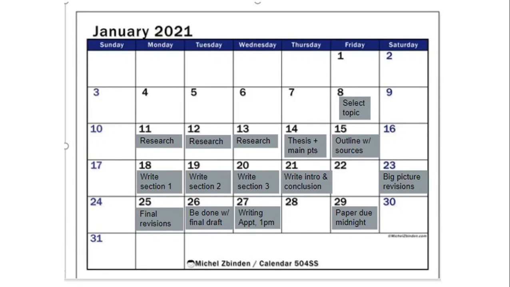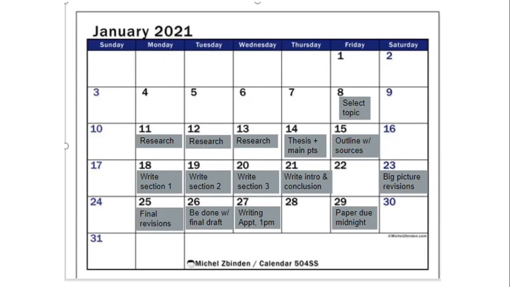I determined that I needed 3 weeks to complete this paper. After selecting a topic, I planned to research and organize my ideas the first week. The second week was for writing the bulk of the paper, and the third week was for revisions. You might notice my note on the 27th for a writing appointment.